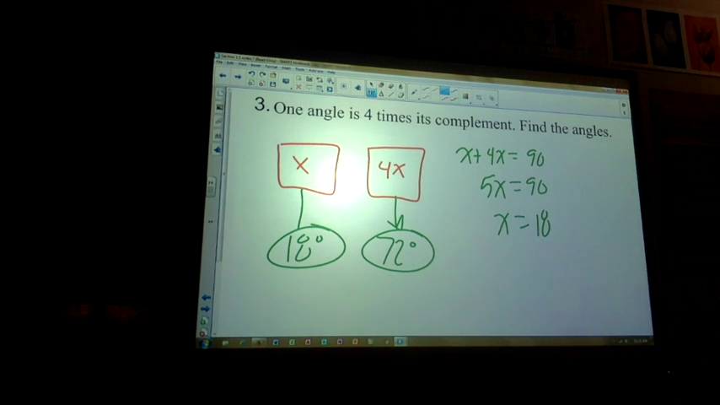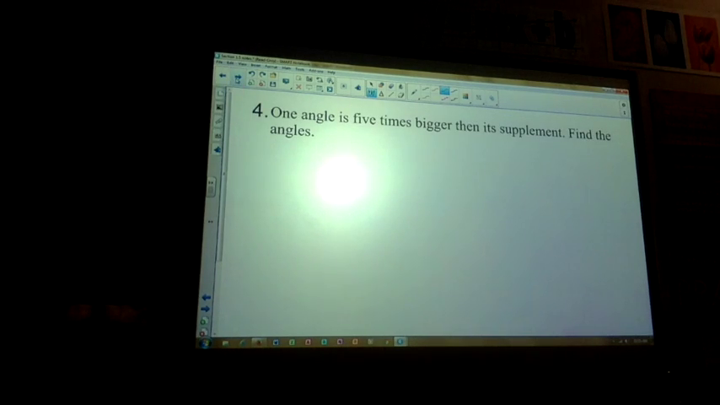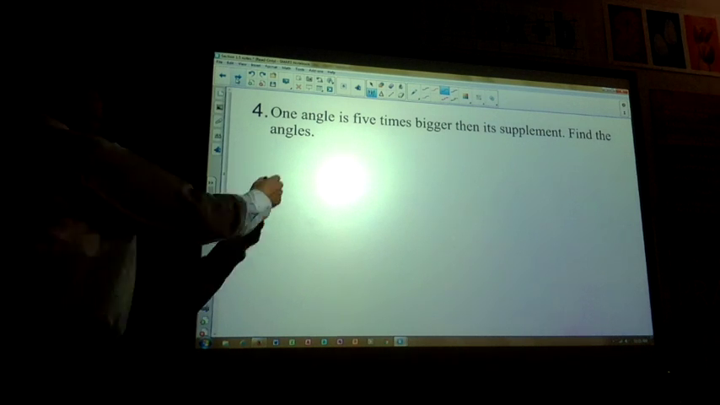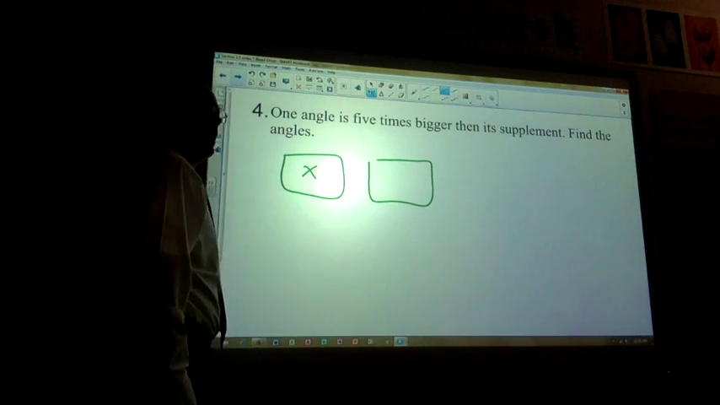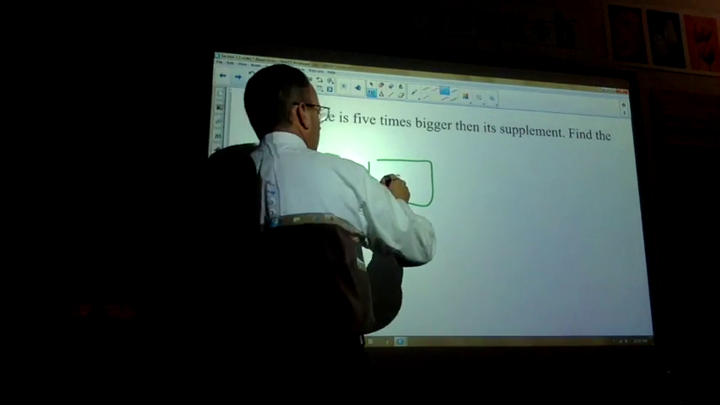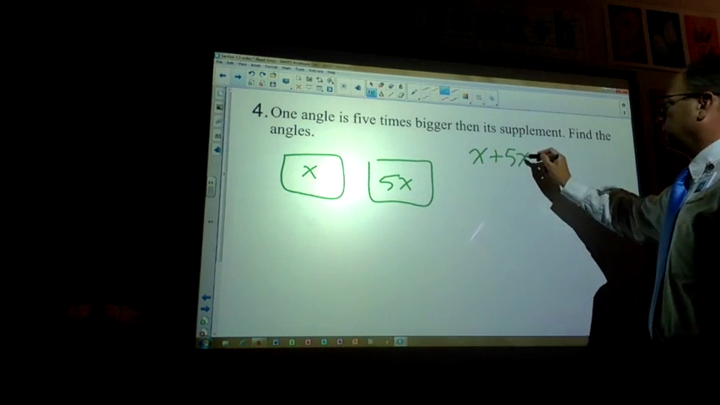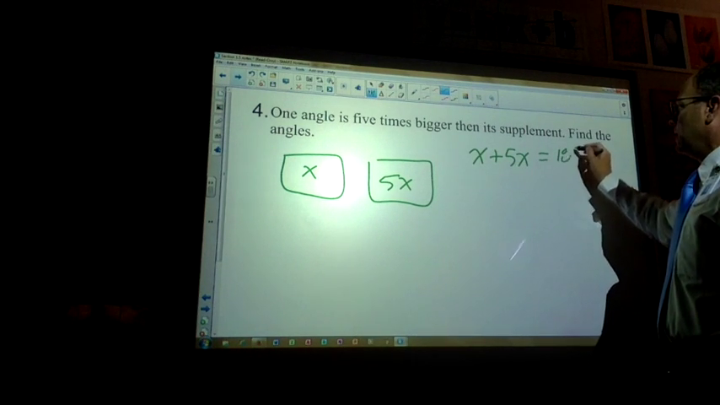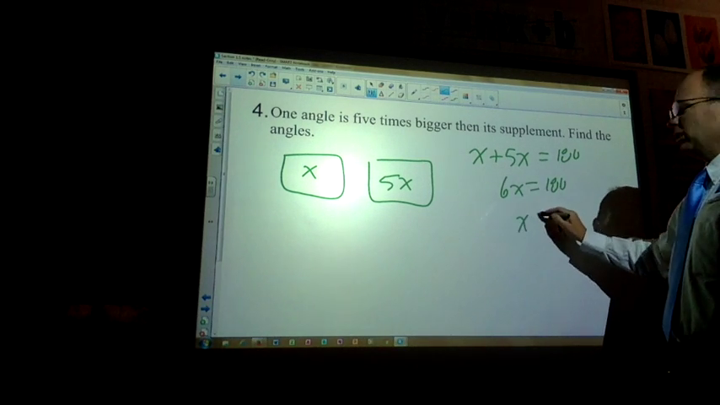One angle is 5 times bigger than its supplement. Here are my two angles. One of the angles is x. What's the other one? 5x. Supplement means what? 180. So 5x and x added together give me 180. 6x equals 180. x equals 30.